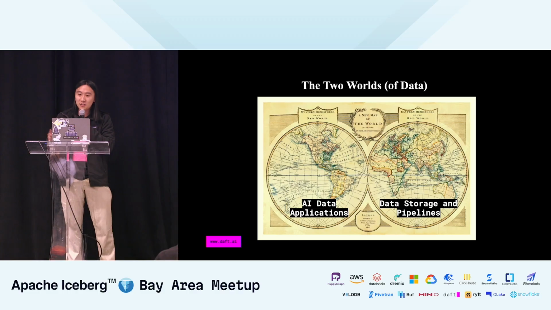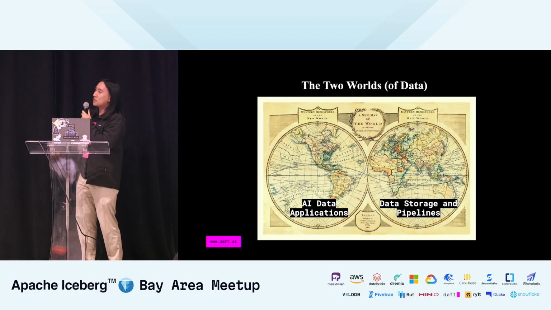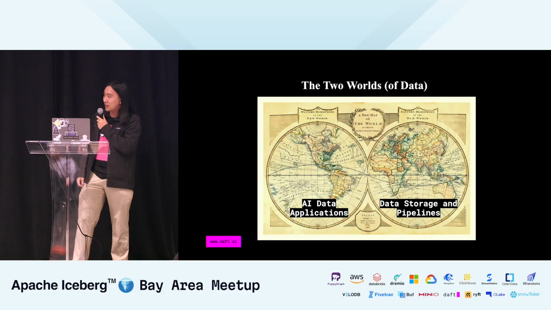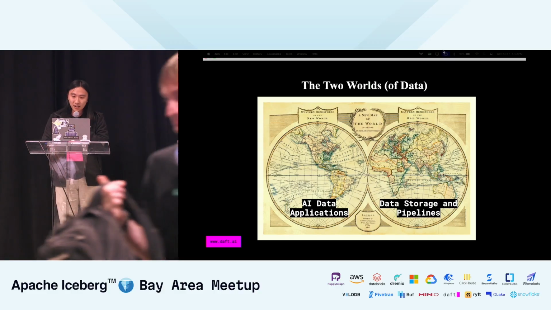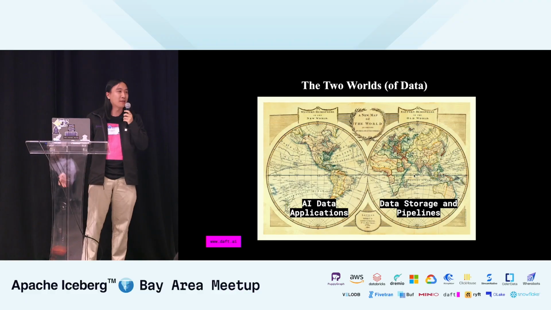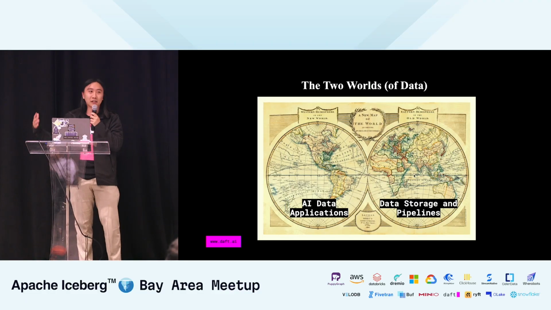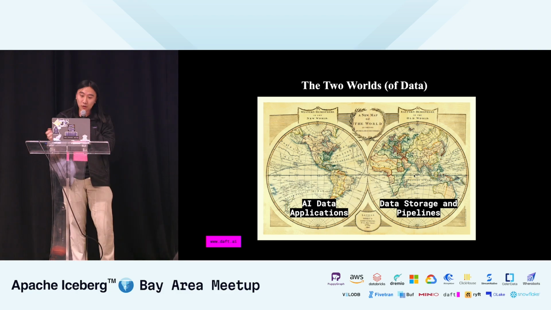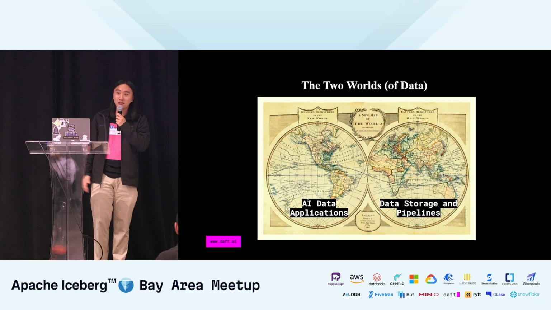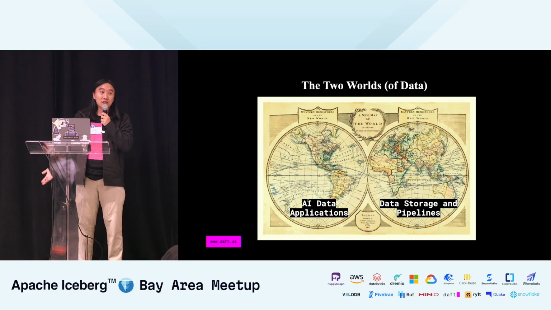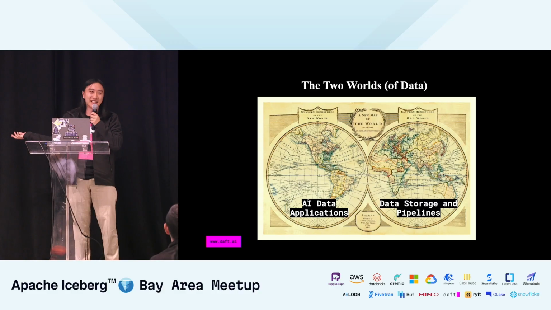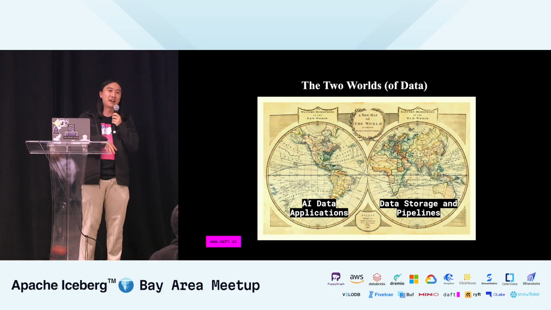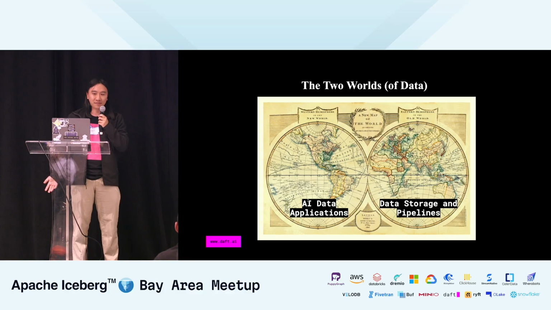So let me start off by introducing two worlds that we have right now. The first one on the right-hand side is our old world, our existing data storage and pipeline solutions. It's a mature ecosystem that includes Iceberg as well as the variety of data tooling that we have. On the other side is our new world, and that's where our AI data applications live. And the reality today is that we're essentially in the 18th century of AI data, and to get from one world to the other is a treacherous and long journey.